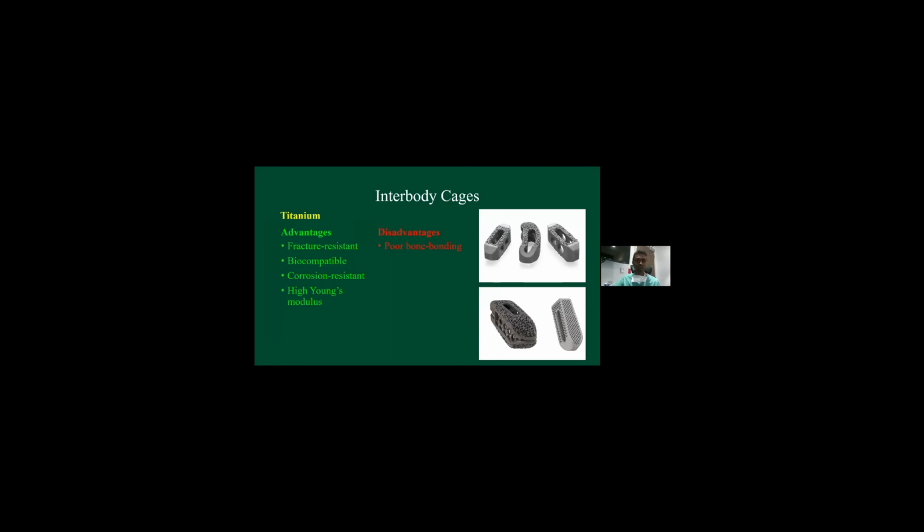And out of all the metals that are available, titanium or titanium composite is the preferred metal because it is highly fracture resistant. It's biocompatible, it's corrosion resistant, and has a higher Young's modulus compared to bone or PEEK. However, the disadvantage of titanium, especially polished abraded titanium, is that it doesn't have very good bone bonding. However, this has been overcome by either coating the interbody or mixing it with some other material to help bone.